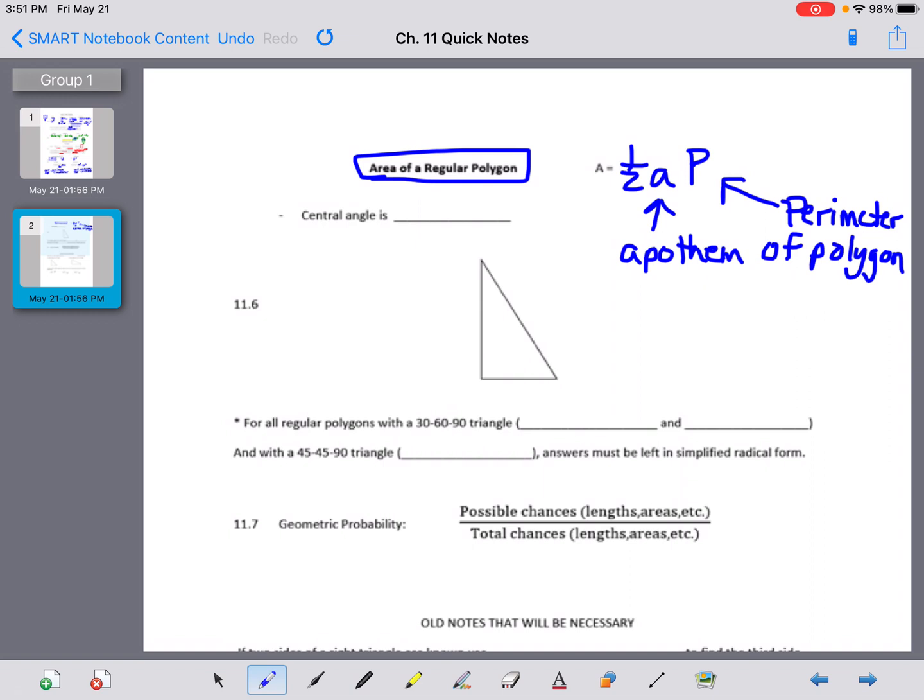Okay, so we always start, and the first question I always ask you is, what's the central angle? You always do 360 divided by n, however many sides they are. Then we draw our nice right triangle. On the top here, I always put half my central angle, okay? And remember, you just found that central angle by doing 360 divided by n. So whatever that number is, you take half of it and you put it at the top.